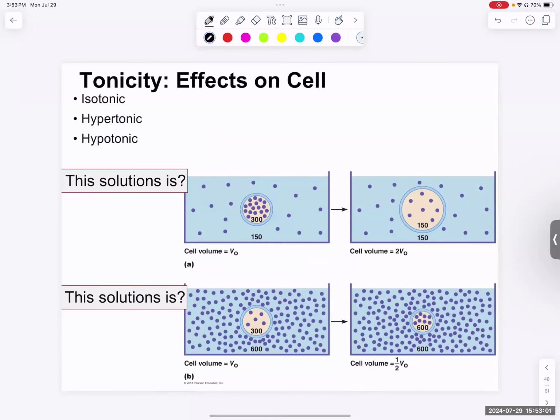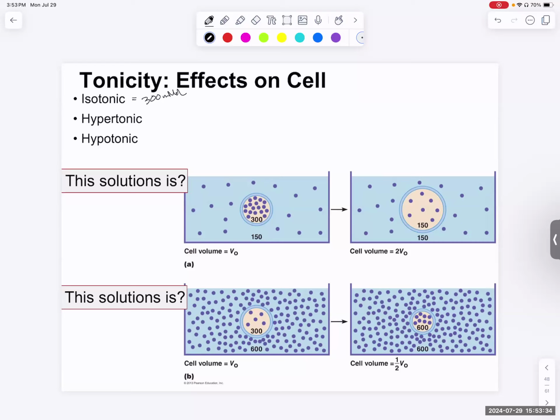So why do we talk about this? Because in physiology and medicine, people get intravenous fluids, and you really want to give someone isotonic fluid. If you give them hypo or hypertonic, the cell is going to increase or decrease in size. And so isotonic would be what we normally give people, right?